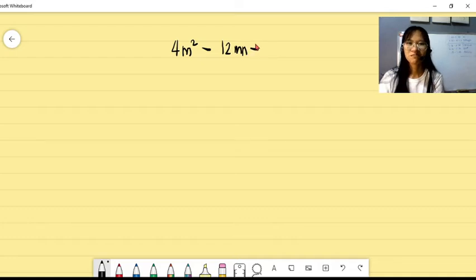Lagyan ko ng n. Para masaya. Ayan. So, 4m squared minus 12mn plus 9n squared. Okay, verify muna natin kung ito ay perfect square trinomial. First term is a perfect square kasi 4 is perfect square as well as m squared. Yung 9n squared, perfect square din to kasi even number naman yung exponent ng n. And 9 is a perfect square.